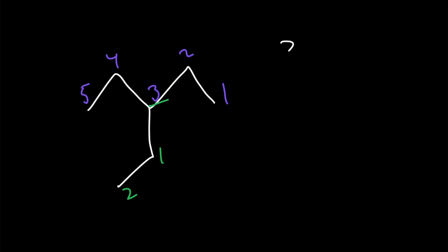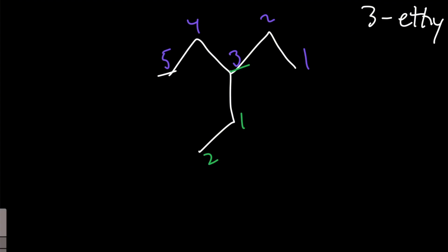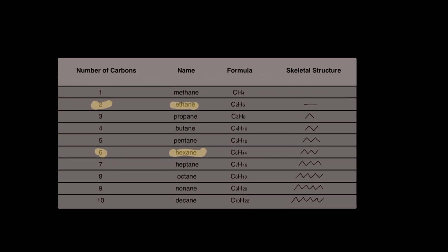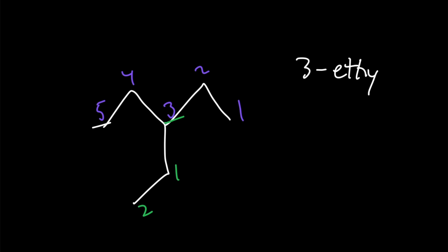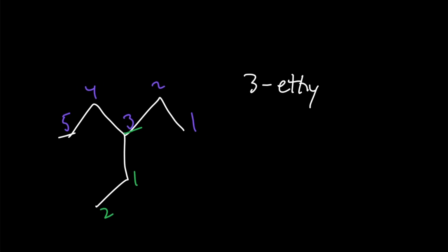So going back to naming this, we see the ethyl is on carbon number 3. So it will be 3-ethyl. And then the chain is 5 long, so that's going to be, if you look at this chart here, pentane. So 3-ethylpentane.